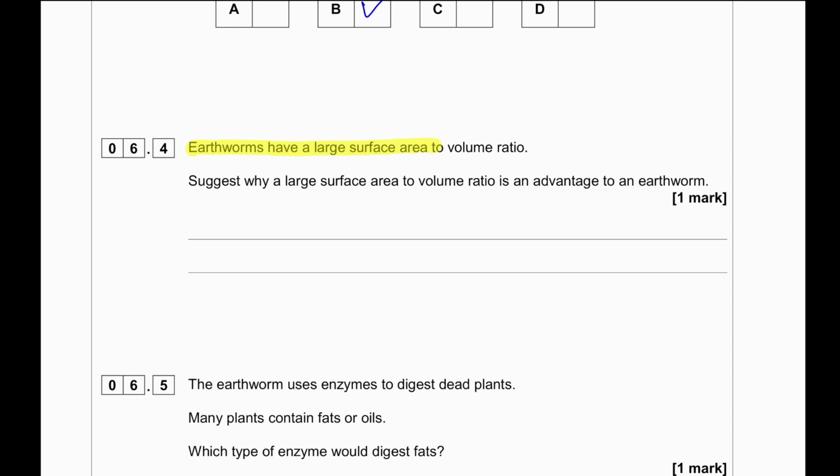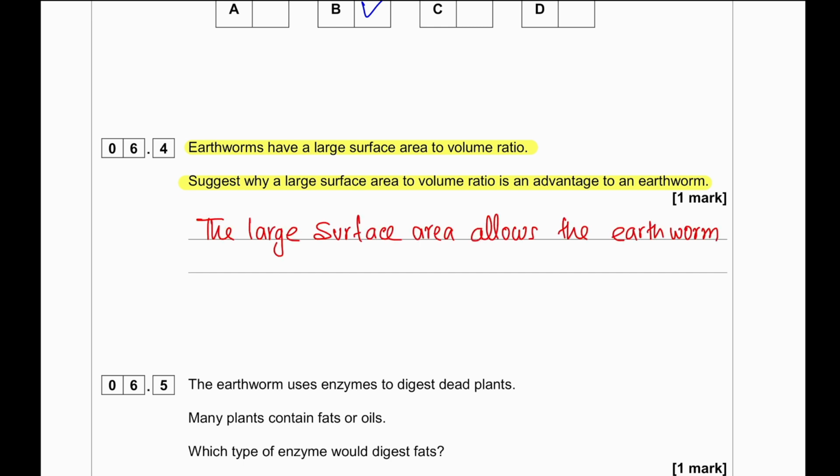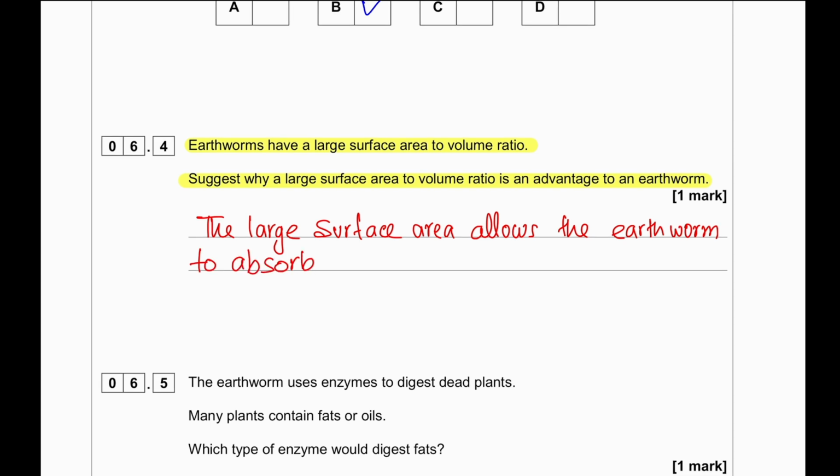Earthworms have a large surface area to volume ratio. Suggest why a large surface area to volume ratio is an advantage to an earthworm. The large surface area allows an earthworm to absorb more oxygen in a given amount of time, so more gas exchange can occur.